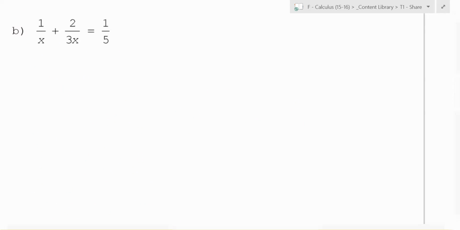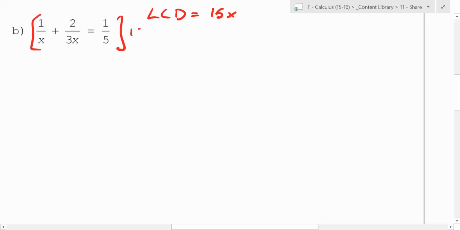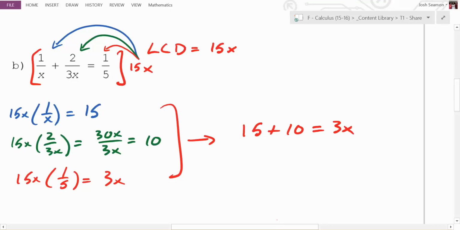Okay. What about this one right here? Do this for me. Find a common denominator and write it down. Actually, the lowest denominator. It's the least, lowest. So we multiply everything by 15x. Can someone tell me what I get when I multiply by 15x? Connor, what do you get? What's 15x times 1 over x? x.